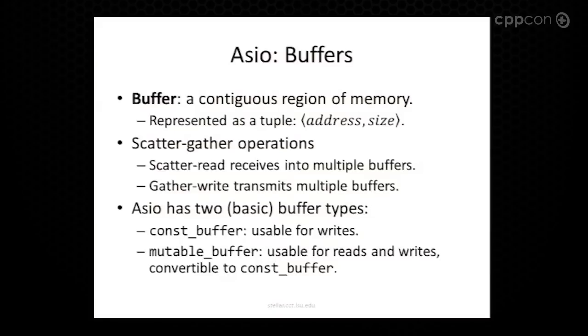So there's two basic types of buffers. You've got your constant buffers, which are usable for writes, and then you've got your mutable buffers that are usable for reads and writes, and they're, of course, convertible to const buffers.